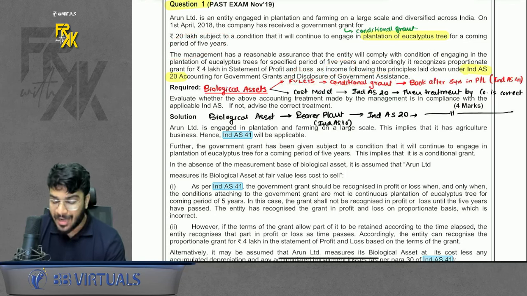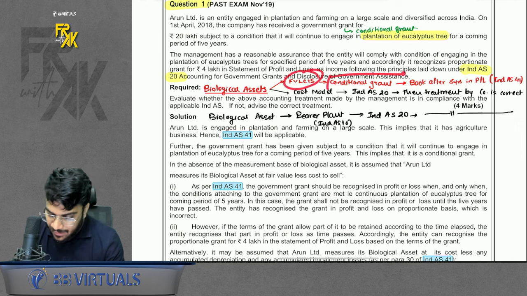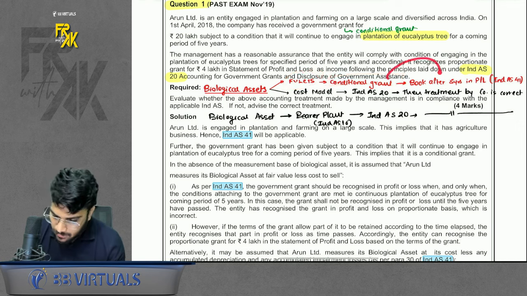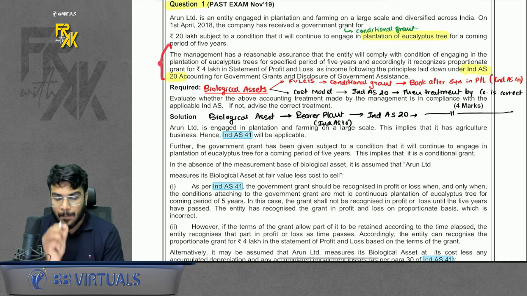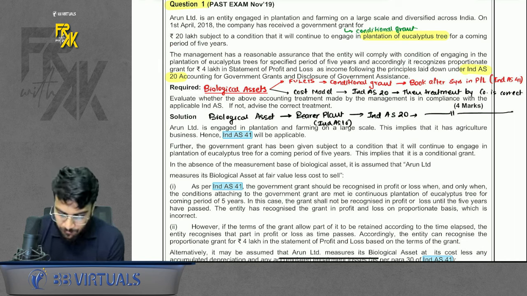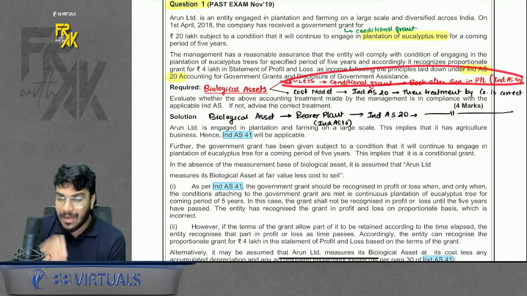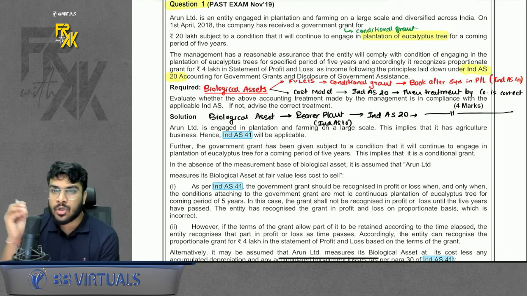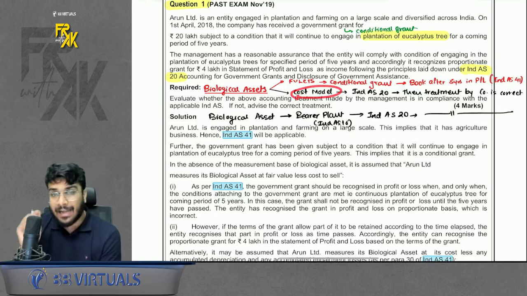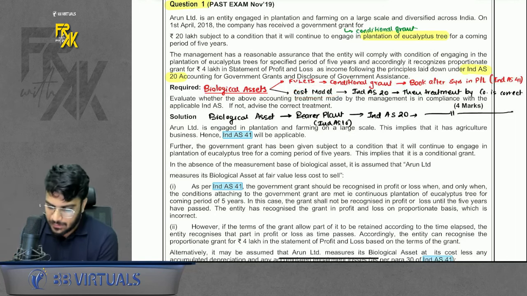If it is measured at FELCTS, and if it is a conditional grant, you will book the grant in profit and loss after the conditions are met, not over the period of 5 years. So the treatment by the company is incorrect. But while answering, you do not have to answer only from this point of view. You will answer from each and every aspect. It was not mentioned whether this tree was being measured at FELCTS or cost model. So also answer that if it was measured at cost model, then they have to follow Ind AS 20. Then as per Ind AS 20, their accounting is correct.